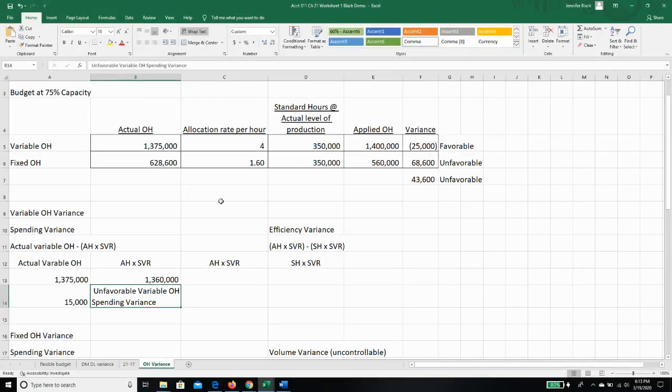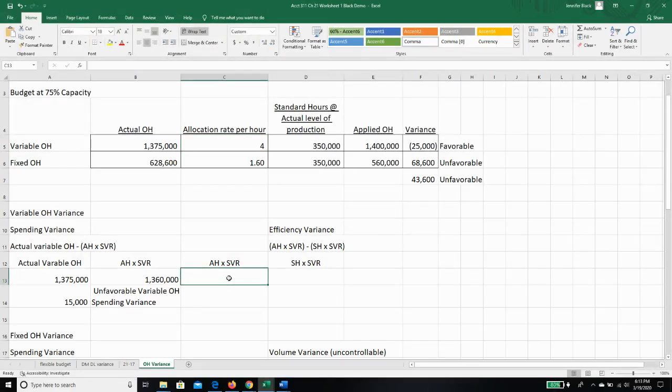So that means our rate was actually more than $4 an hour. Why is that? Maybe we used more supervisor hours. Maybe we had higher indirect variable costs than we thought. Maybe we used more glue than we thought we were going to use.